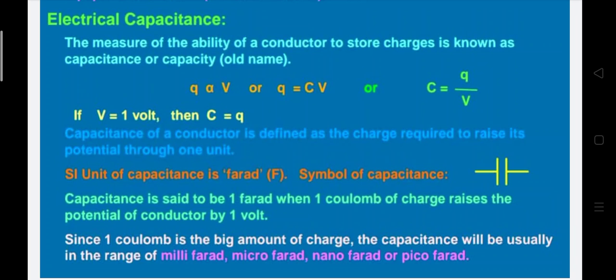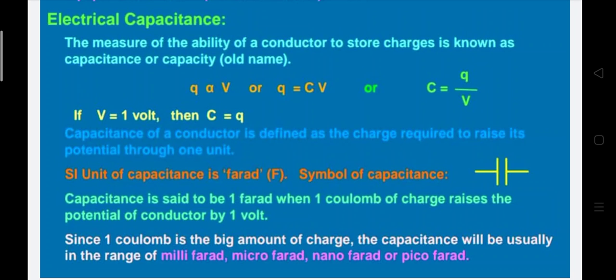Therefore C is equal to Q upon V. So we define capacitance. The capacitance of a conductor is defined as the ratio of the charge given to the rise in the potential of the conductor.